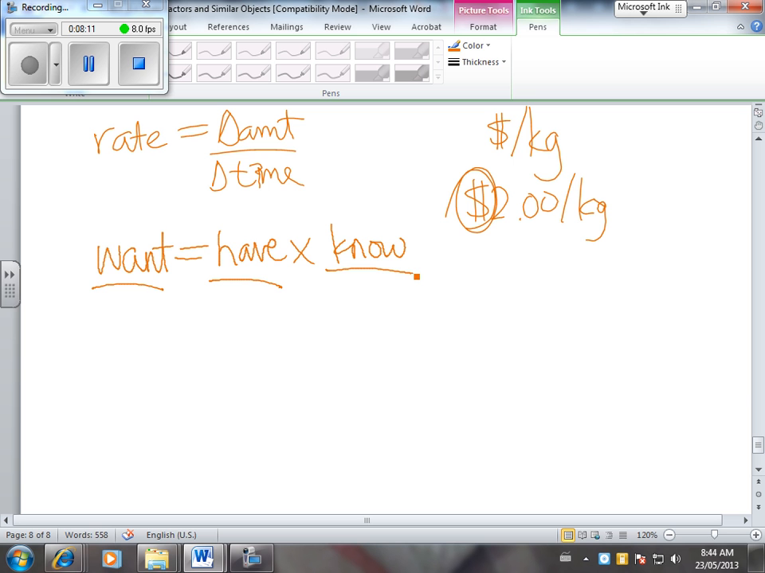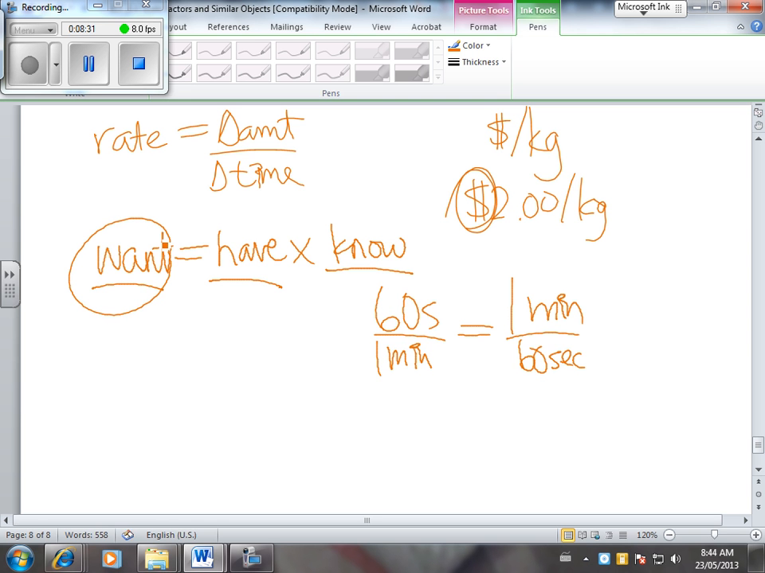Okay, and the other thing to remember about the knows is that 60 seconds per 1 minute is the same as 1 minute per 60 seconds. Okay, so please remember to flip if you need to. So always look at what you want unit-wise at the end, and remember that we have to cancel out.